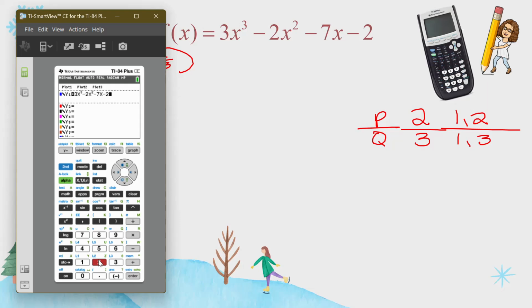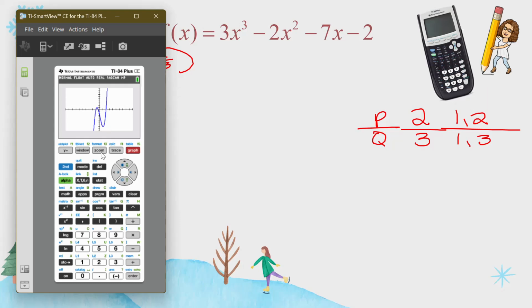Now, once I'm done typing, I'm going to push the graph button. It's right beside trace. And then your picture should pop up. Now, your zoom window could be off, and what I mean by off is that I normally like to have my graph be a 10 by 10 grid.